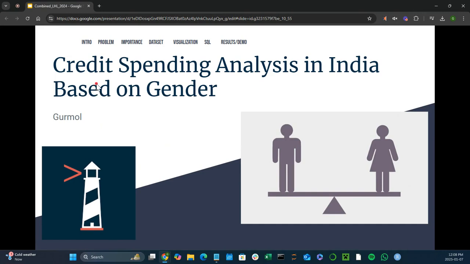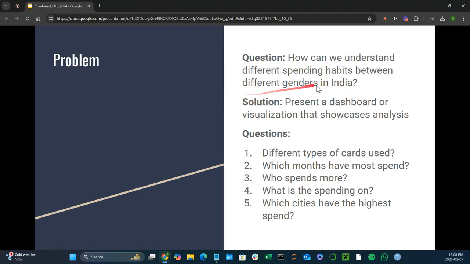This was my final Capstone project, which was the credit spending analysis in India based on gender. And we'll go over the intro, problem, importance, dataset, visualization, SQL, and results demo. So the question was, how can we understand different spending habits between different genders in India? And I wanted to present a dashboard of visualization that showcases this analysis.